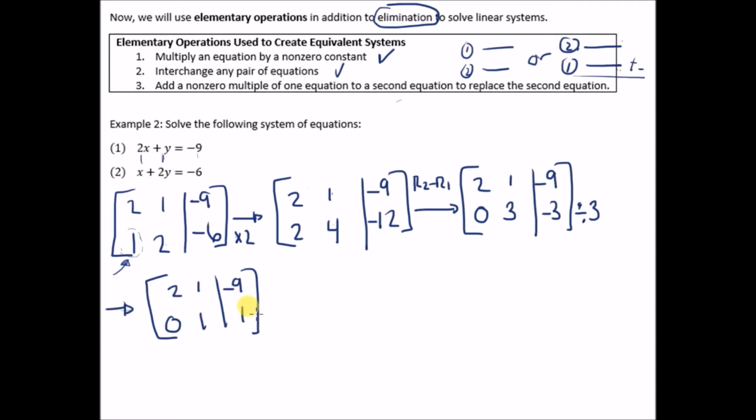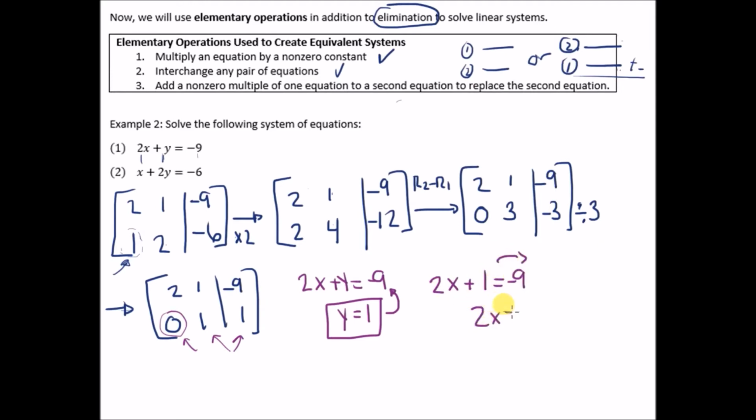At this point, if we were to rewrite this matrix back into the Cartesian form of the lines, we would have 2x plus y equals -9. And we would have 0x, and that was the point. We would simply have 1y equals 1. So now that we have y equals 1, we can sub that back into the first equation. 2x plus 1 equals -9. 2x equals -10. x equals -5.